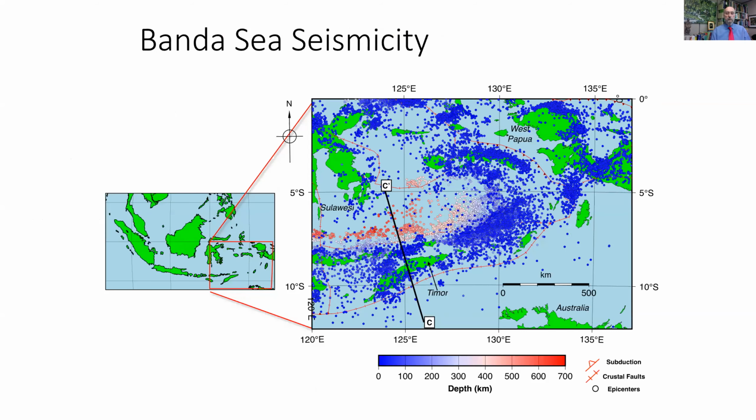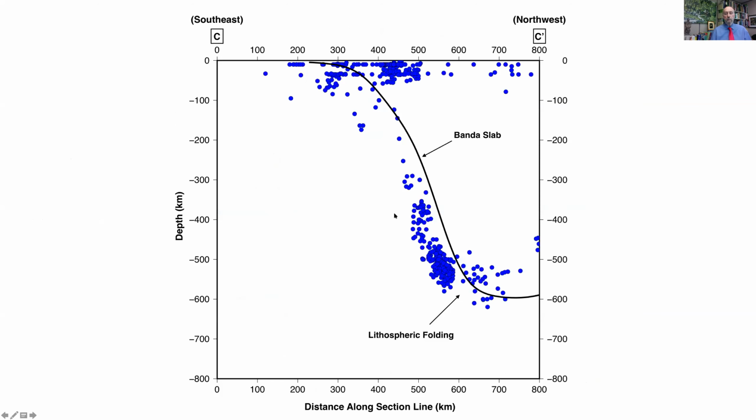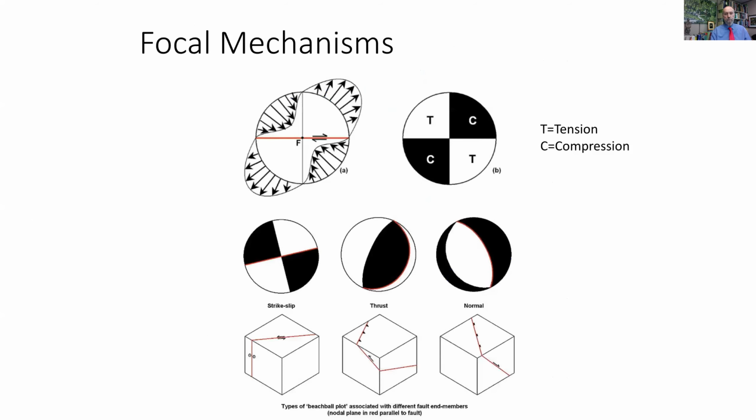Banda Sea seismicity is very active with many deep events. Now we're looking at this region here that goes through Timor, C prime, and there you can see the Banda plate. The northwest is on this angle, and the earthquakes go all the way down to 660 kilometers and then go through a bend. Big cluster of earthquakes at a depth of about 550.